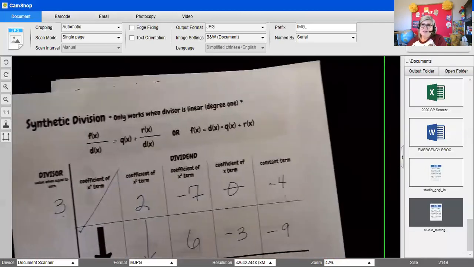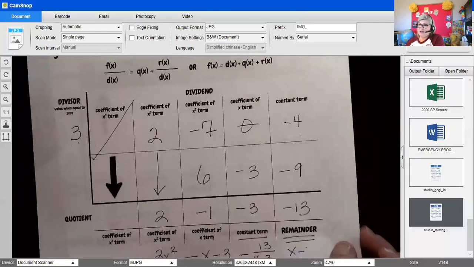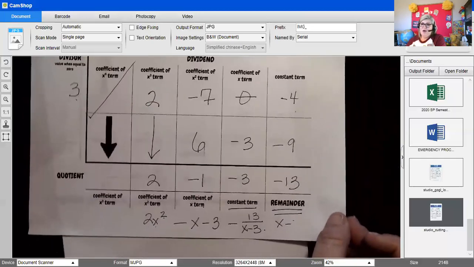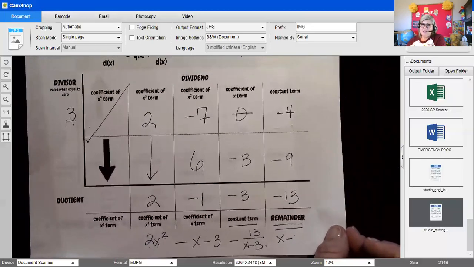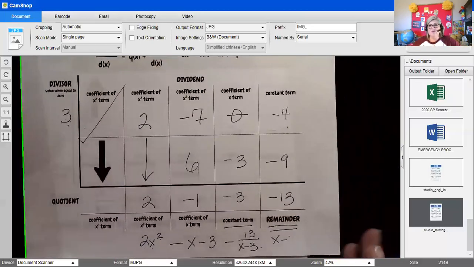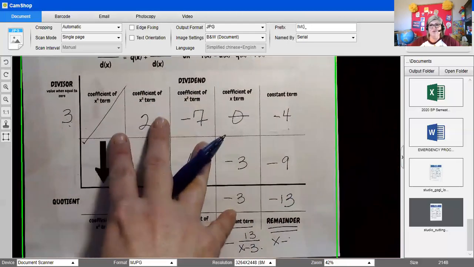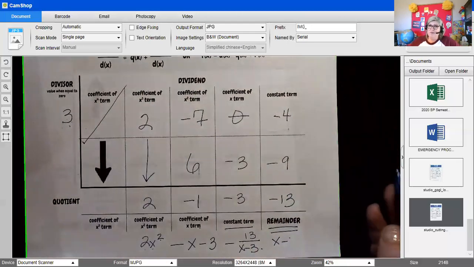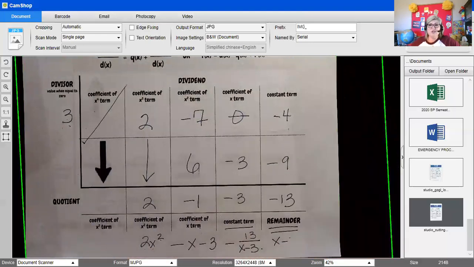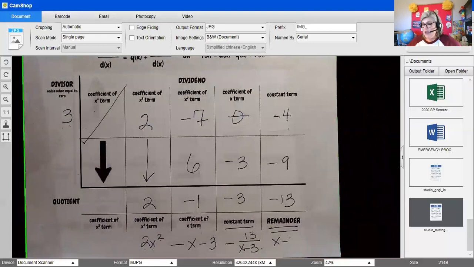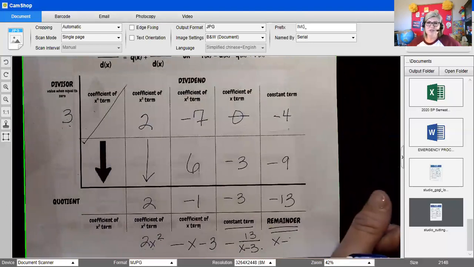All right, so that is synthetic division. Once again, you do have all of these resources in Google Classroom for you, so you can print these down or you can simply copy them on your paper. You don't have to label them all. It's just when you're first learning how to do synthetic division, it's very easy to get confused.